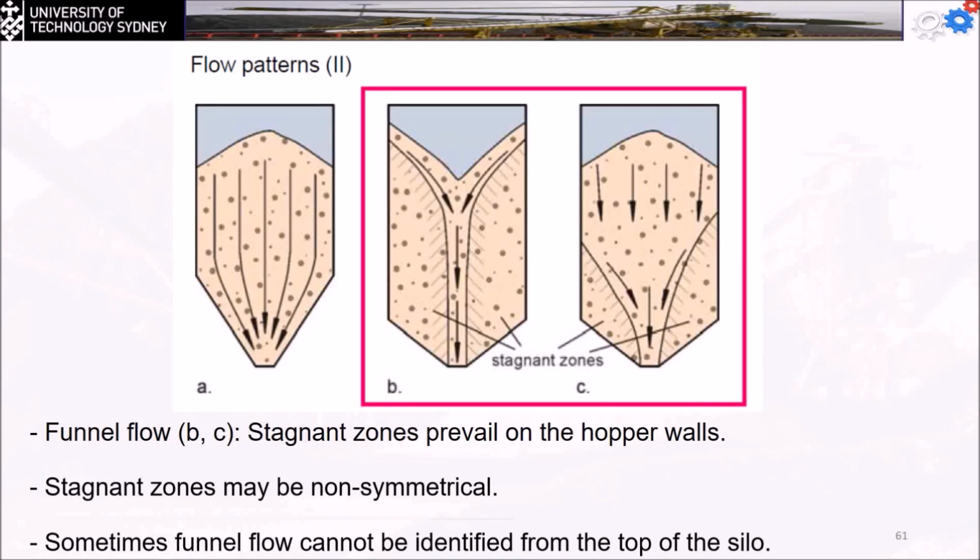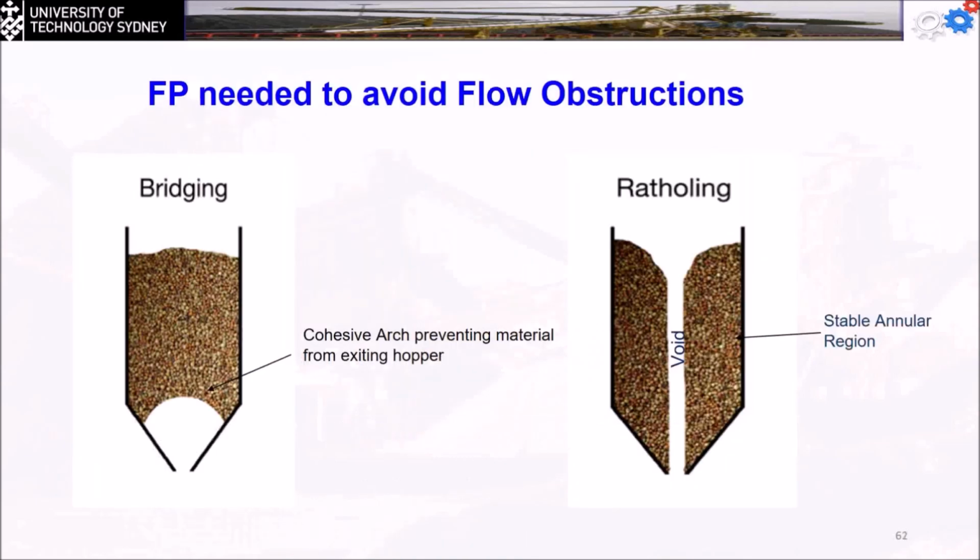So these are the flow properties needed to avoid flow obstructions, like bridging. What's happening is that the material has built up into an arch, preventing the whole material from flowing down. Or we can have what we call rat holing. So just the material in the middle has been voided, but we have a stable annular region on the side. Now, if we have these two cases, what's your suggestion to make the material flow?